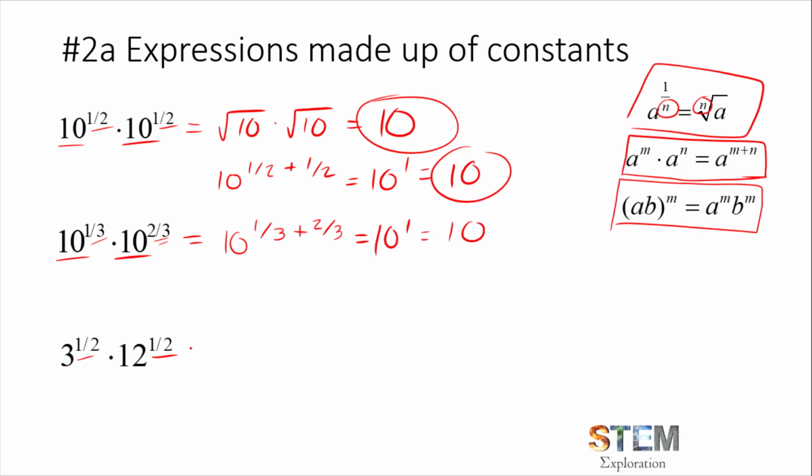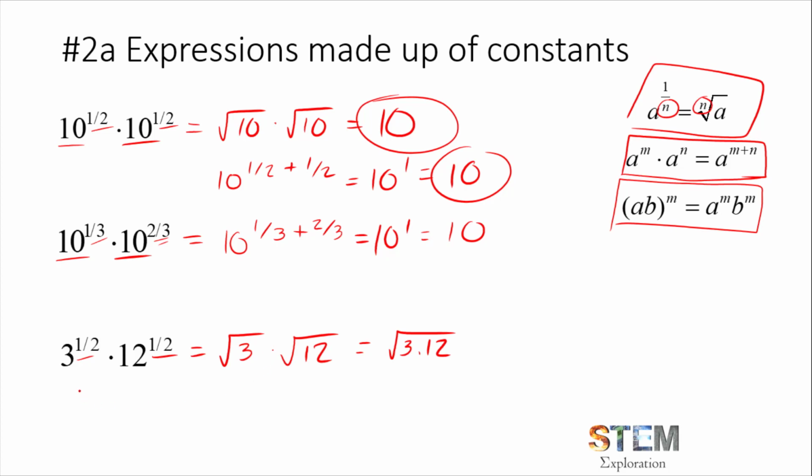And if you think about it, you've done this before. This is the same thing as the square root of 3 times the square root of 12. And we know these are commutative, that you can combine them together and say the square root of 3 times 12. So all these rational exponent relationships are doing is showing you the same things that you've done with radical expressions, and now showing you how to do it with rational exponents.